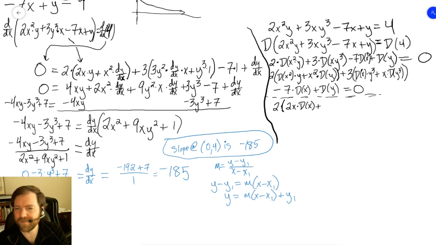All right, plus we got x squared times the derivative of y. Plus 3 times the derivative of x times y cubed plus x times, here we have 3y squared times the derivative of y. Just barely ended that. Okay.